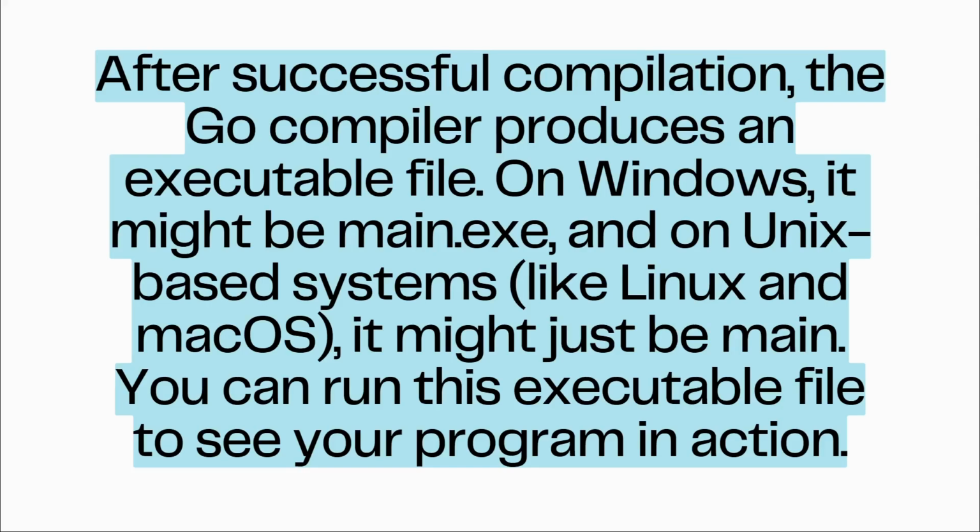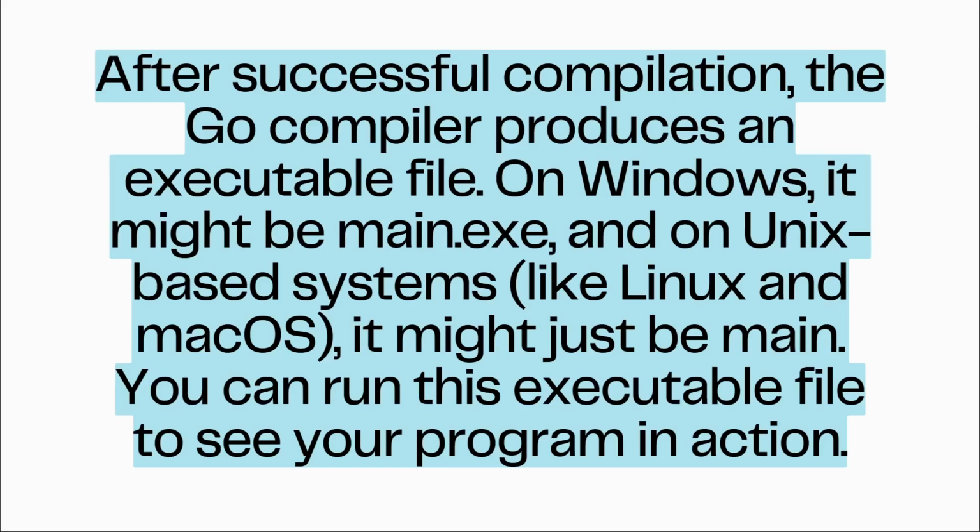So after successful compilation, it will produce an executable file. If you are using Windows, the executable file will have an extension of .exe, whereas if you are using some kind of Unix based system like Linux or Mac OS, it might be just the name of the file itself, like main, with no extension. You can run this executable file to see your program in action. You can run it anywhere. You don't need the source code again. You just need this machine code and you'll be able to run your program. So these are the main functions of the compiler.